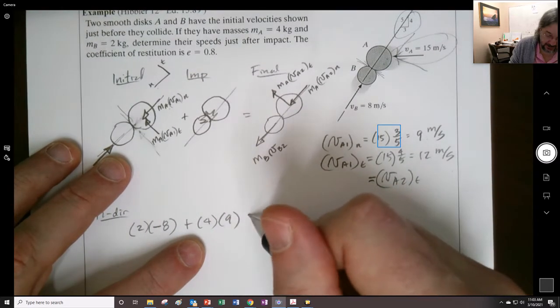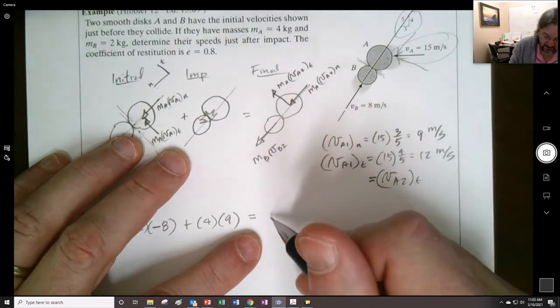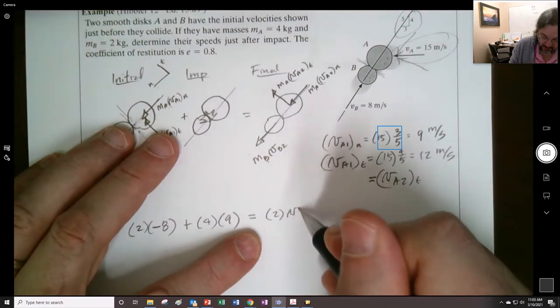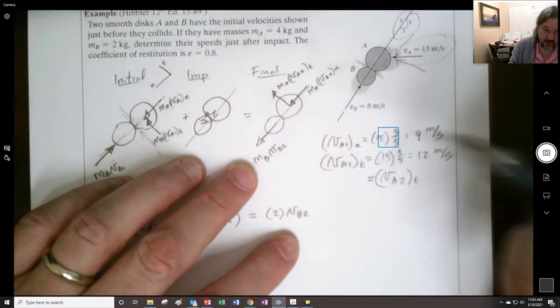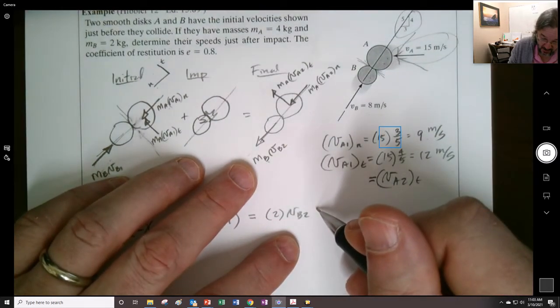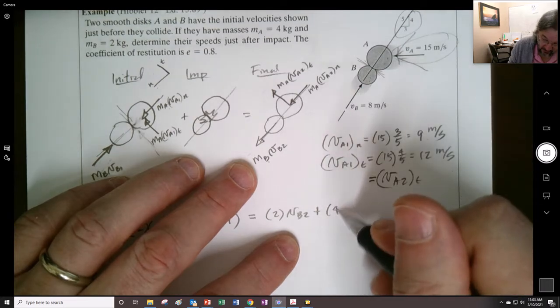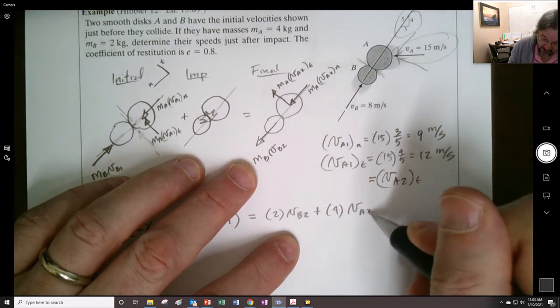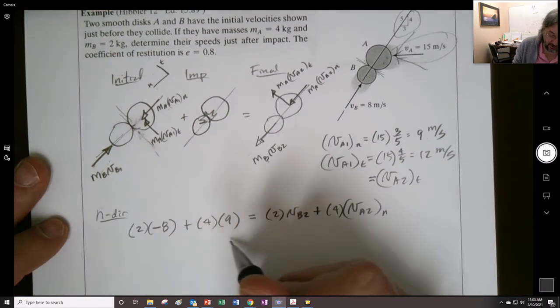Right? And it's going to equal, now we're assuming this is positive, so it's 2 times VB2. I didn't even bother with the normal because I know it's going completely in the normal direction. And then plus 4 times VA2 normal, right? So we don't know this one right here. So we could write out the equation.